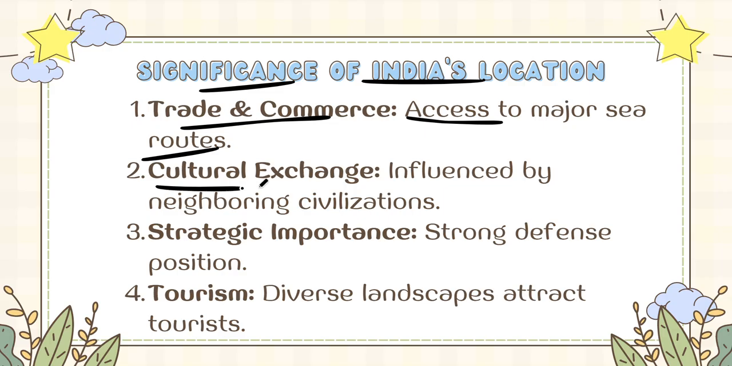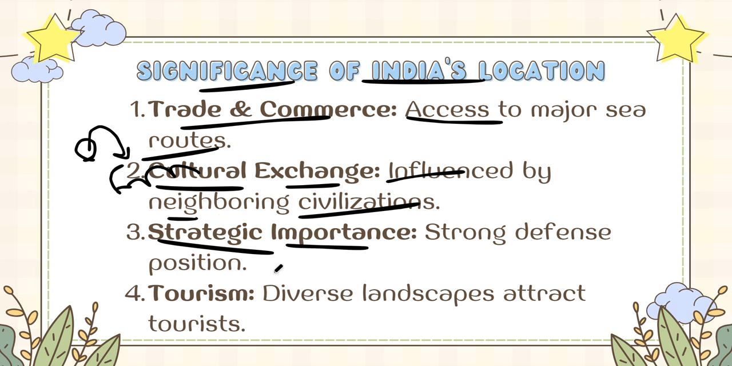Next is culture and exchange. So many people came to our India to exchange or give their culture. So, exchange of cultures influenced by neighboring civilizations. So this is China, children. This China is going to give its culture to India. India is going to spread it in various parts of its country. That is called cultural exchange.